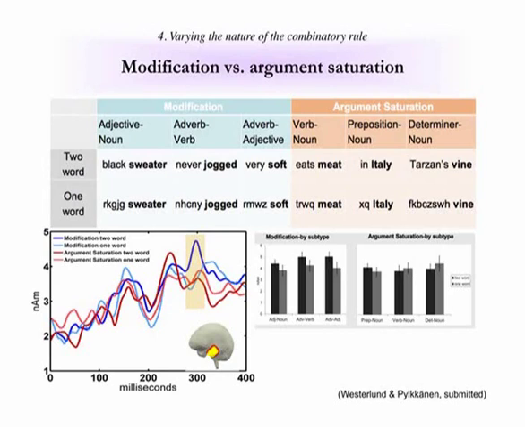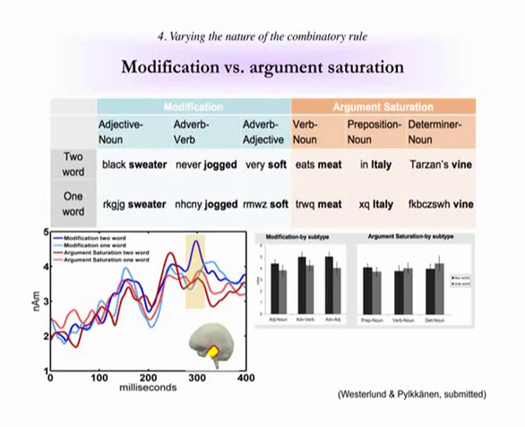And so in an MEG study, we contrasted several cases of modification to several cases of argument saturation. The studies that I've told you about so far have been very focused on these very simple intersective color plus noun combinations. And so now here we have 3 cases of modification: adjective noun, so that's the replication of the previous studies, but also adverb verb, so never jogged, and adverb adjective, very soft. So 2 different types of modification. And then similarly, 3 different cases of argument saturation: verb noun, eats meat, preposition noun, in Italy, and determiner noun, and here we use possessors for reasons that I don't have time to get to now.